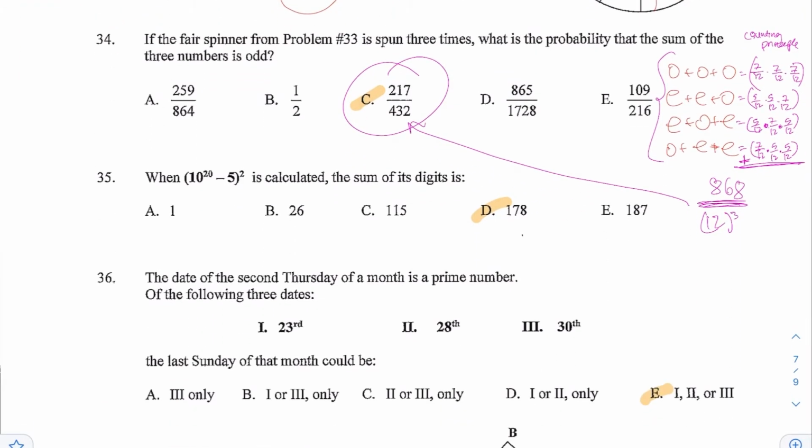Next, number 35. When 10 raised to the 20th power minus 5 is squared, is calculated, the sum of its digits is... So we have 10 raised to the 20th power. You just have 1 with a whole bunch of zeros. And when you subtract 5, you still have the 1, but all those zeros would then turn into 9s. So you'll have a whole bunch of 9s, and then a 5, and you have to square this. You want to calculate the sum of its digits.